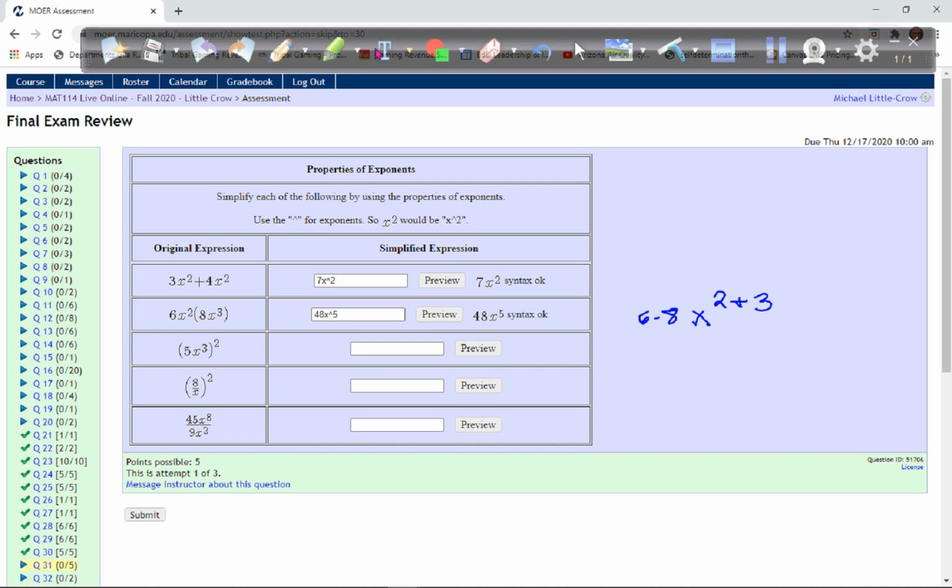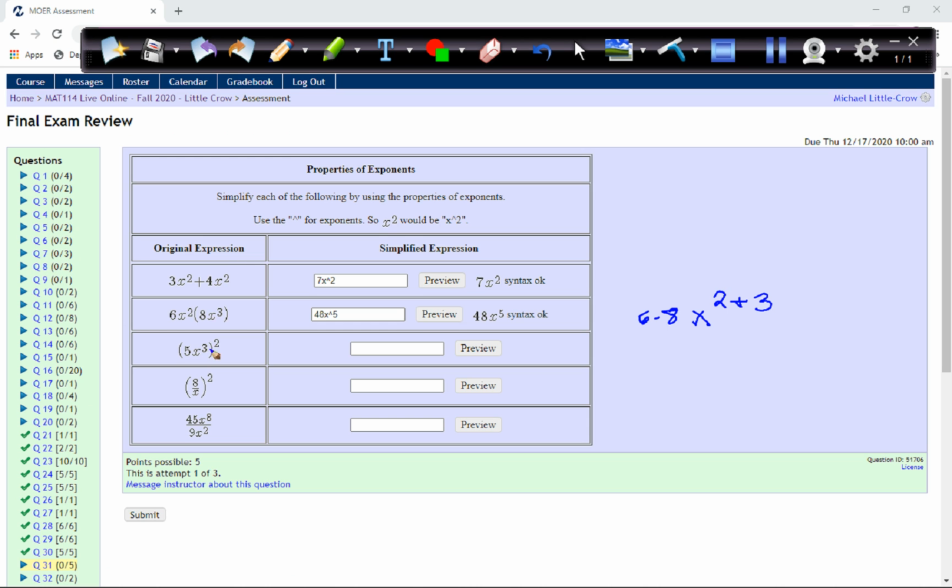An exponent to an exponent. That's when we multiply them. However, when you've got this on the outside, you're really raising everything to the second power, so it's got to distribute. So 5 squared times x to the 3 times 2. That's going to give you 5 squared is 25, x to the 6.